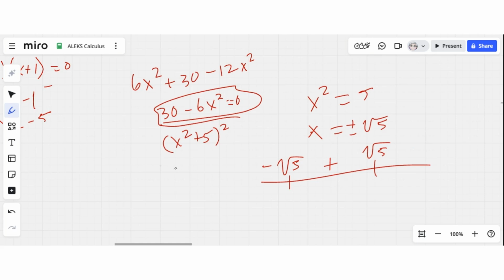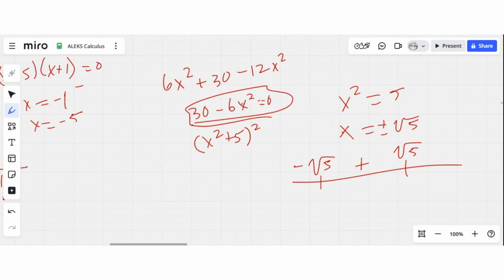Let's put in a +3. So 9 times 6, 30 minus 54 over bottom that's always going to be positive. So this is negative on top. So that's concave down. And then it's going to be the same thing for -3, because that -3 gets squared right away. So we're going to have concave down here.